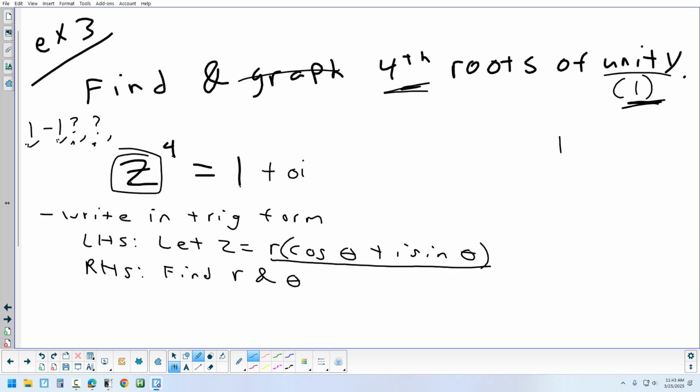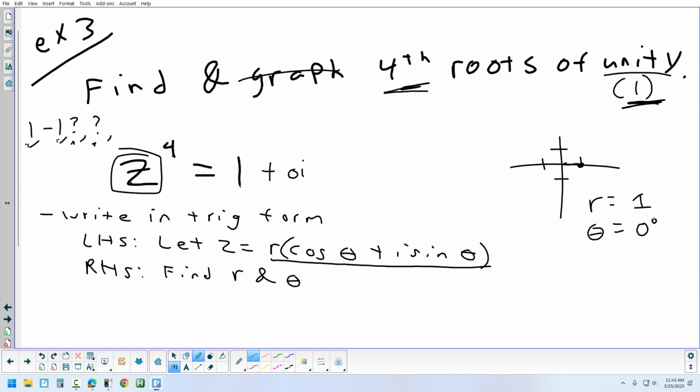So we have to find what that is in trig form. 1 plus 0i. Which way do I go to graph the point 1 plus 0i? To the right. Right 1. So remember, we go right 1. If you go right 1, what's your radius? 1. You don't really even need the Pythagorean theorem, you can just count 1. And what's your angle? 0.